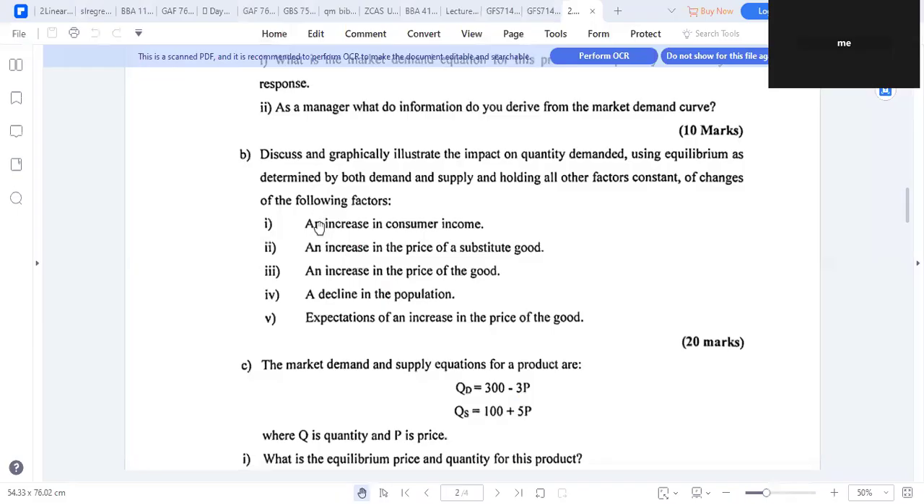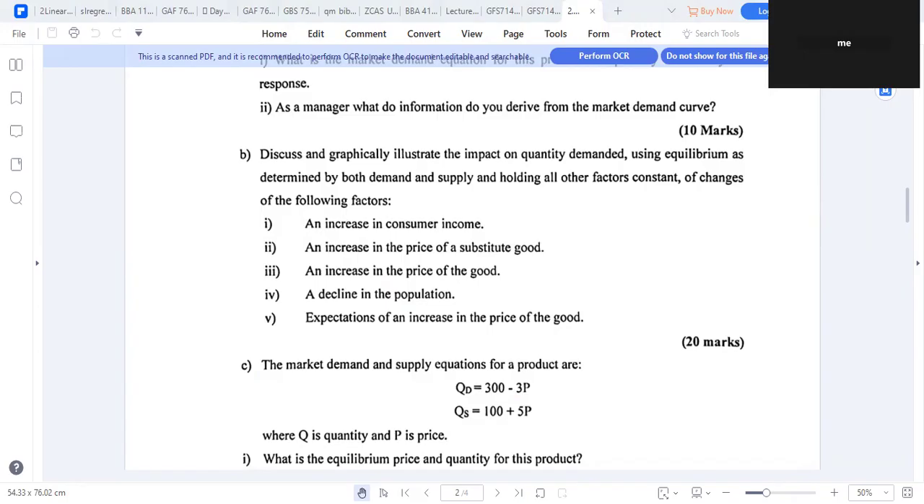Question part B. Discuss graphically the impact on quantity demanded, using equilibrium determined by both supply and demand, by holding other factors constant, of the changes as follows. An increase in consumer income, an increase in price of substitutes, an increase in price of a good, a decline in population and expectations. So what you are seeing here are factors that affect what? Demand. So the examiner wants us to graphically show the impact that this has on a particular commodity. So I explained to you in the preamble the factors that affect demand. So what is the impact?